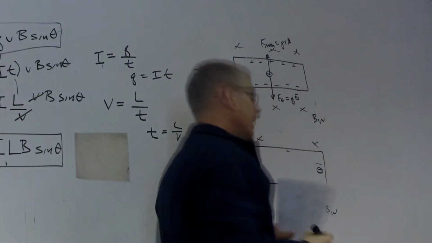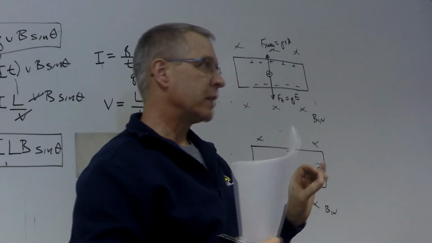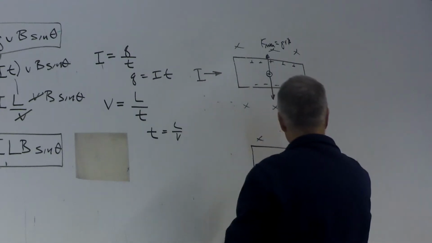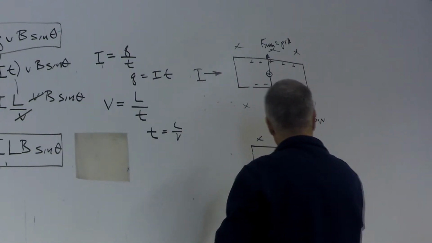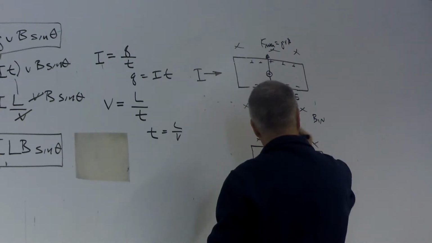That means there's a net negative or positive down there. I just start to build a little electric field. I get more and more and more. If I take a look here, I've got my magnetic force up.